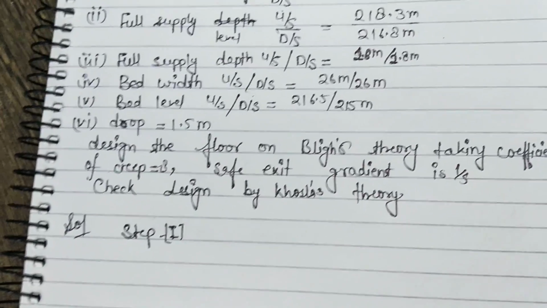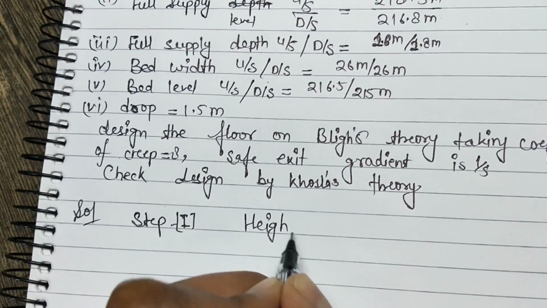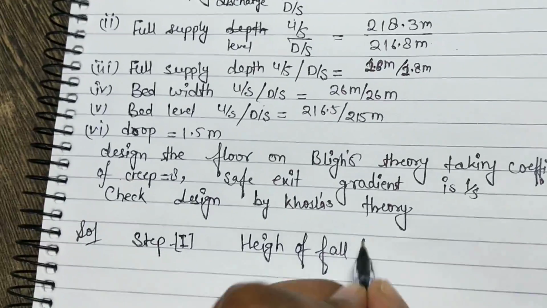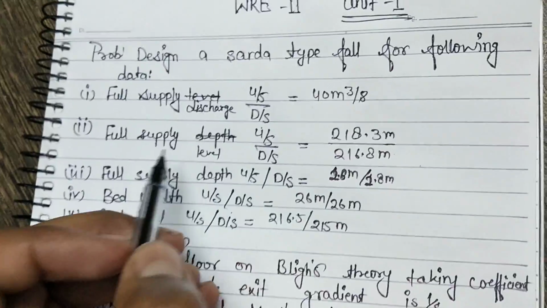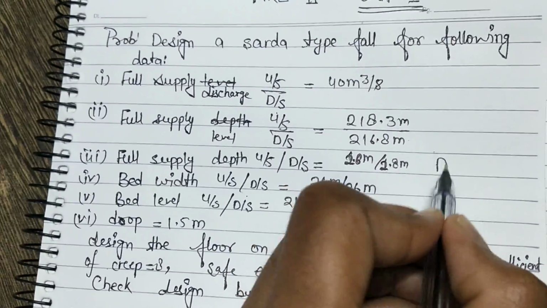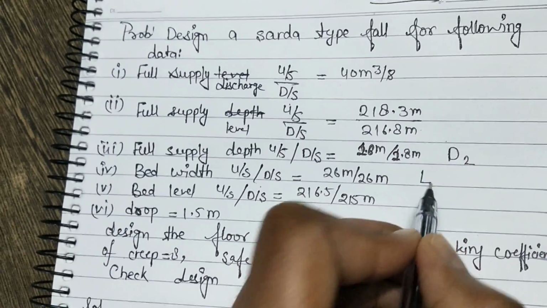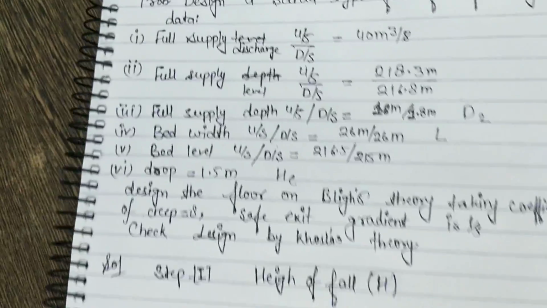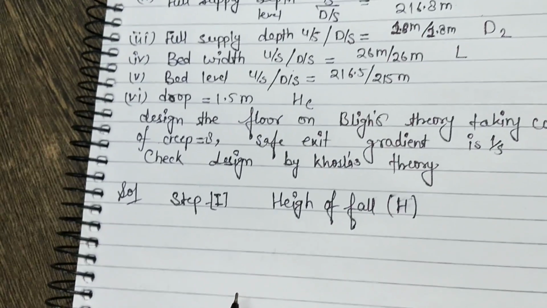Step number one is the height of fall. How will it be defined? It will be indicated by H, and some other values are indicated as: full supply depth by D2, bed width by L, and drop level by HC. So we will also draw a diagram for this design.